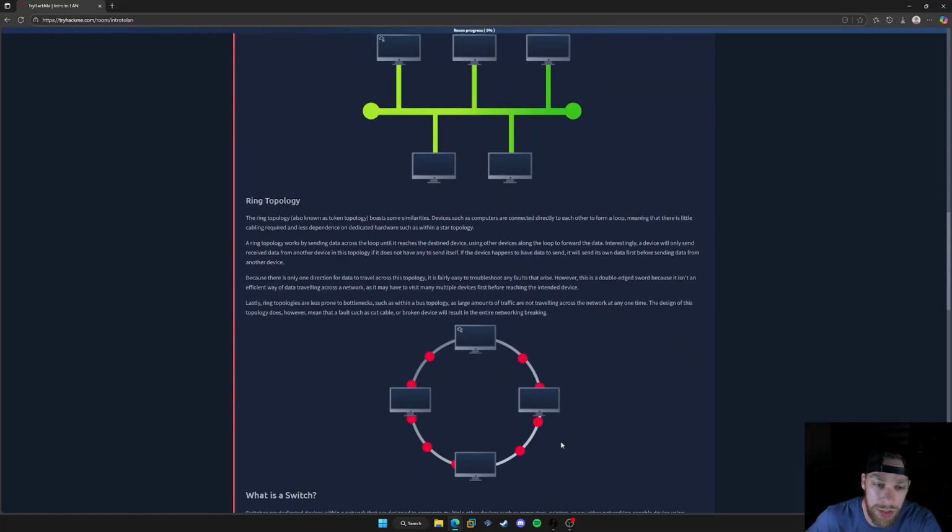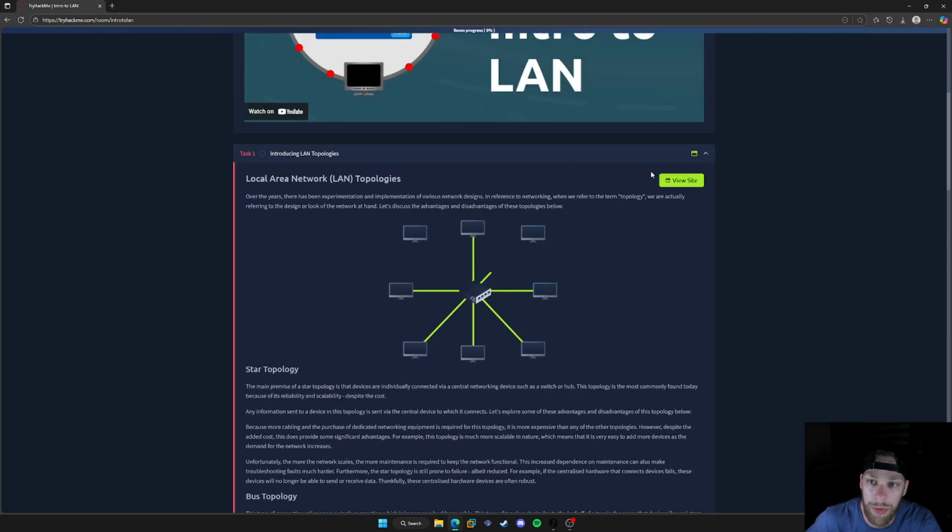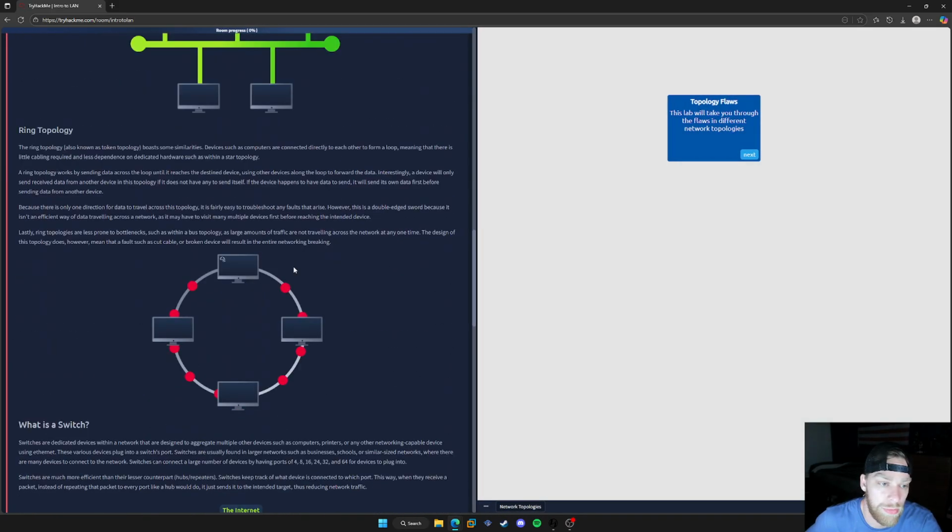Ring topology is exactly what it looks like. I am going to open this back up because this is what followed. I believe this one's just going to, if there's a break somewhere, it's going to be hard to send things around. It's going to bottleneck it.